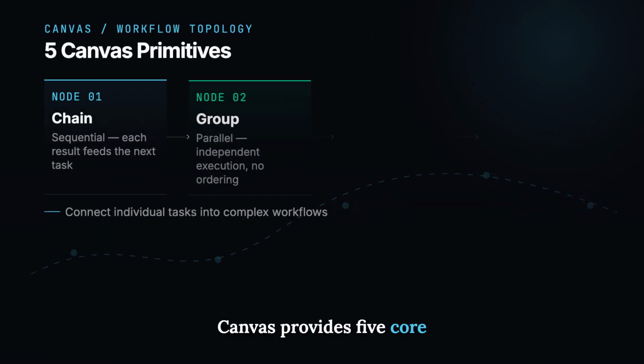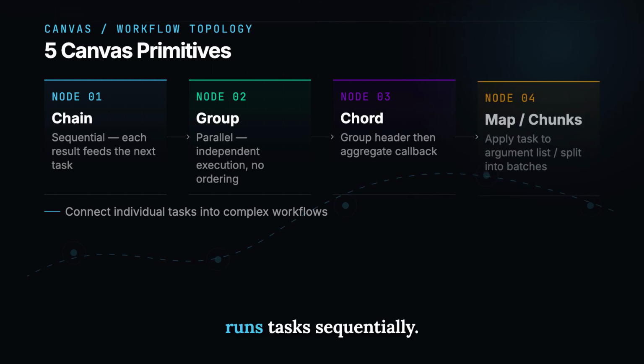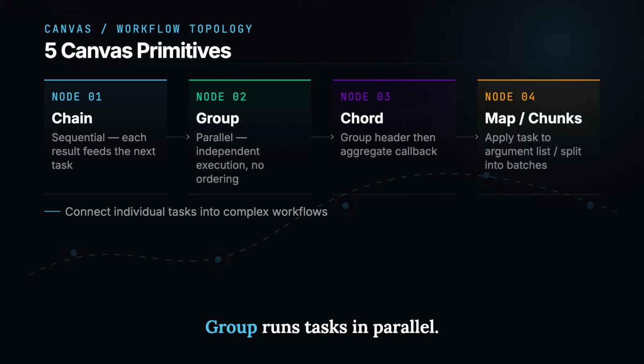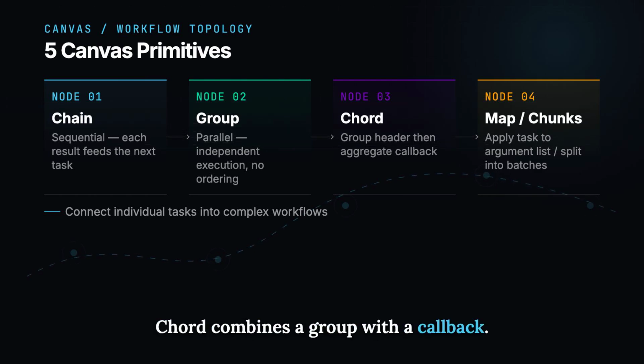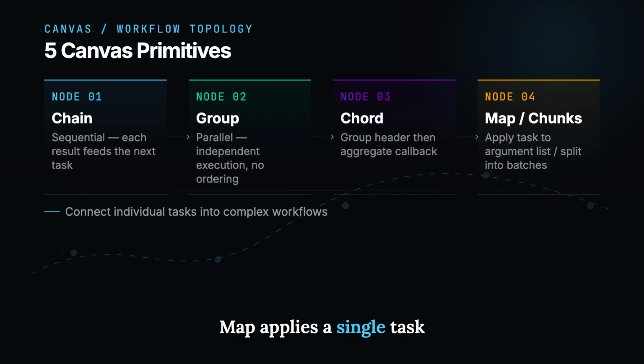Canvas provides 5 core primitives. Chain runs tasks sequentially. Group runs tasks in parallel. Chord combines a group with a callback. Map applies a single task across a list of arguments. And chunk splits a large argument set into smaller pieces for even worker distribution.